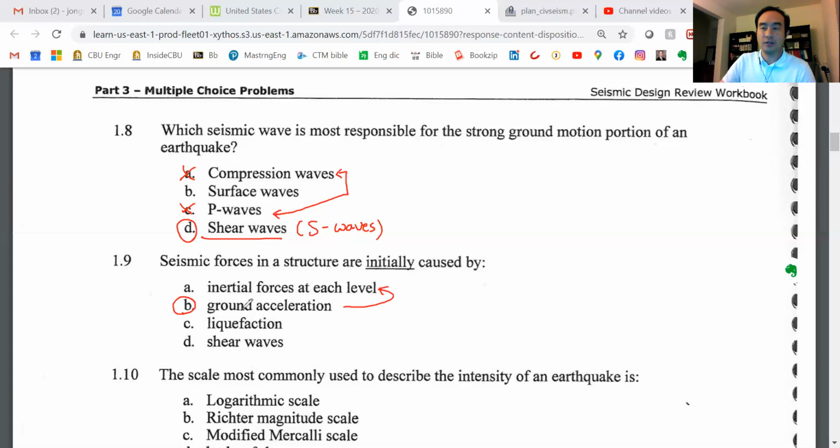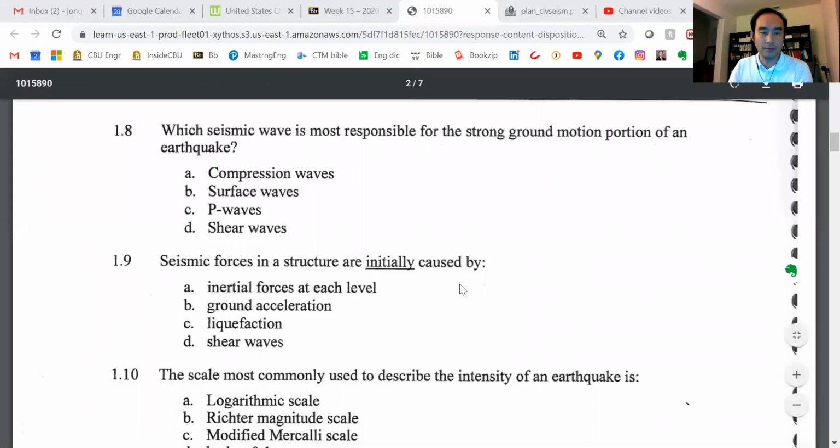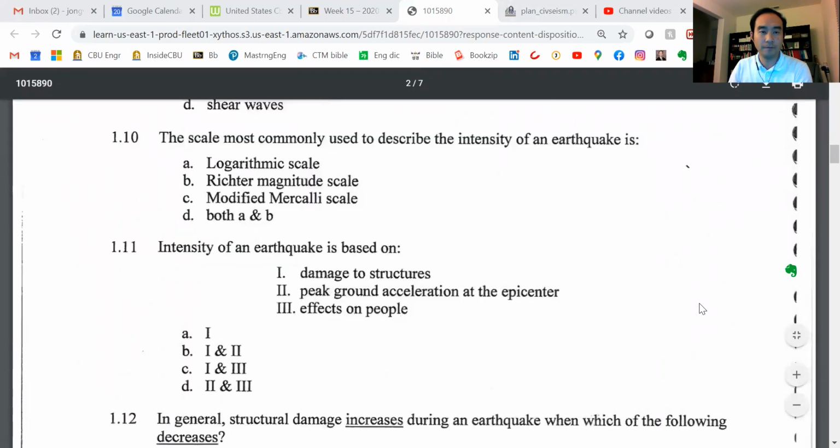Liquefaction is a very special situation where, due to the ground shaking, the water comes up to the surface level so that the bearing stress or the capacity of the soil or the foundation will be reduced. That's what we call liquefaction. And shear waves are just one kind of seismic wave, which is not the answer. So the answer is going to be B for 1.9.